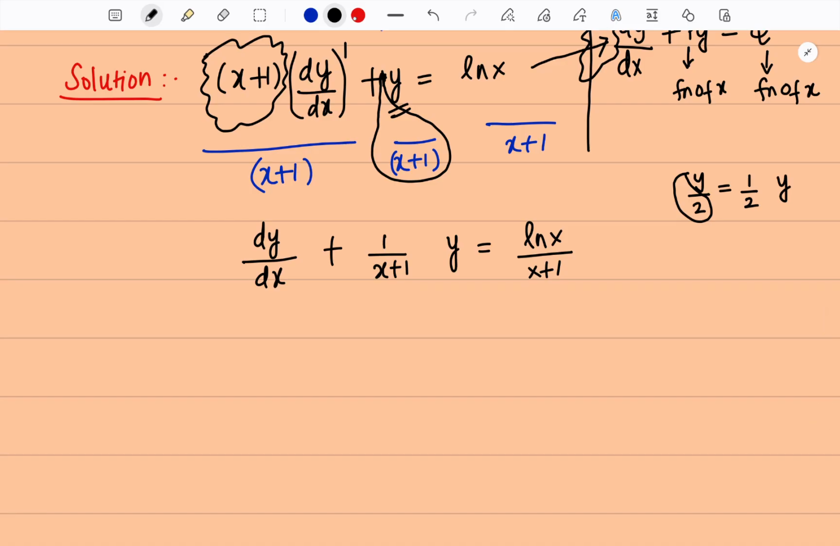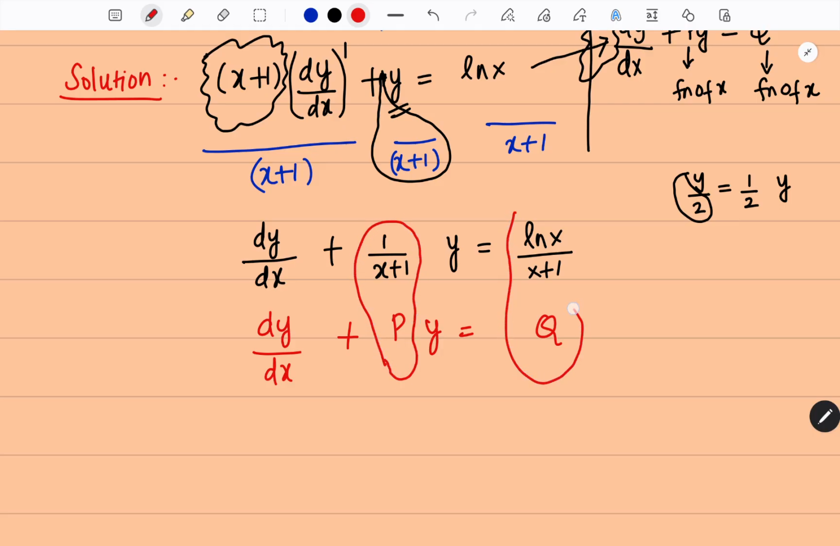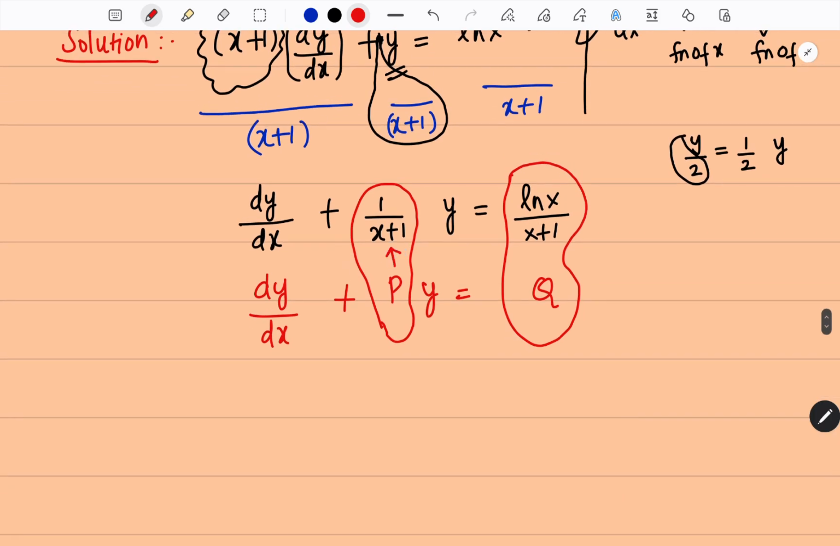So this is of the model dy by dx plus py is equal to what? Q. So what's your p? Your p is 1 divided by x plus 1. And what's your q? ln x divided by x plus 1. Look, p is a function of x. Yes. Q is a function of x. Yes. What do you mean by function, teacher? See, look here, all x. So your p is equal to 1 over x plus 1 and your q is equal to ln x over x plus 1. Clear? Right.